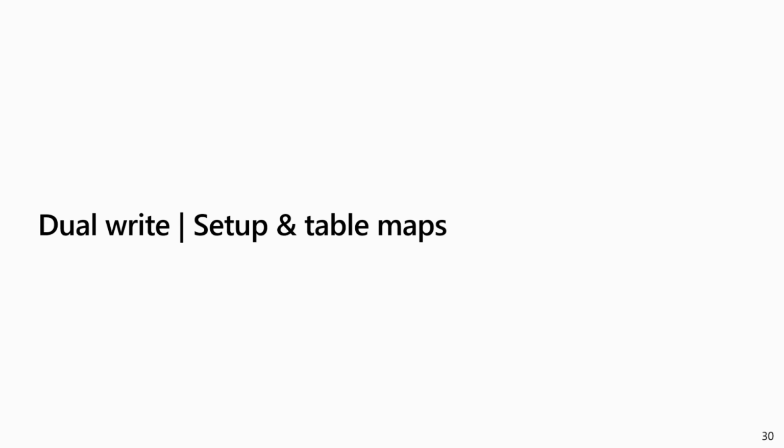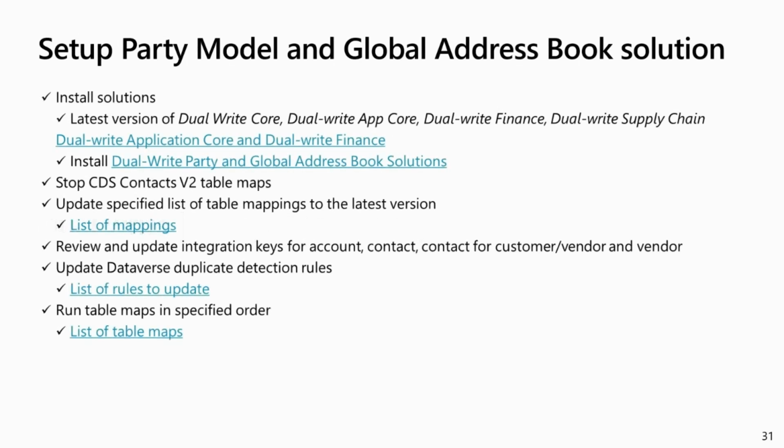Thanks, Corina. Let's move to the next topic, which is dual write setup and table maps. We will have a glance at the steps to set up the party model and global address book solution. In order to set up the party model and global address book, you need to follow these steps, and first you need to install all prerequisite solutions.